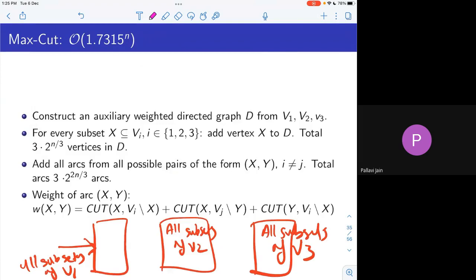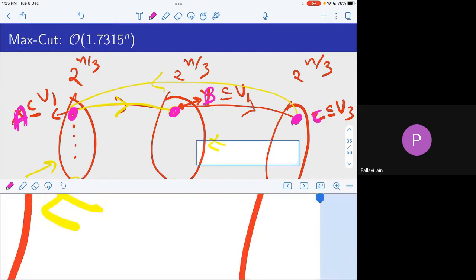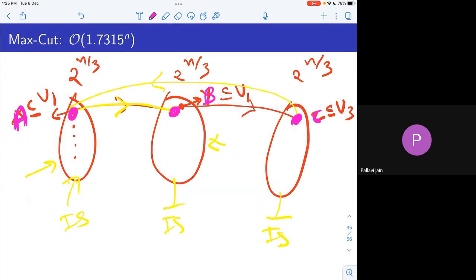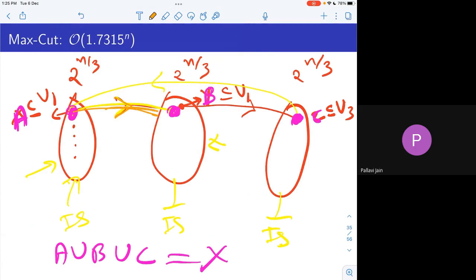And now if you come back and look at this, this is some set X, this is some set Y and this is some set Z. Let me use A, B, C. So these are my A set, B set and C set. Suppose A union B union C is making my set X, right? So the cross edges I have to count now are the ones going out of ABC to other parts, right? So I will give these arcs some weightage, okay? So for this arc, I will give weightage.